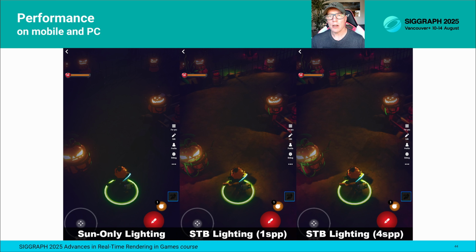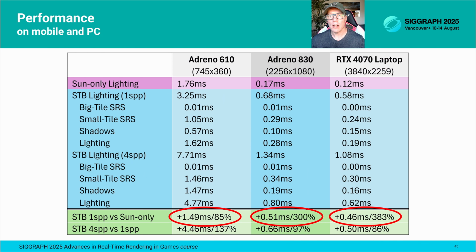We also show how the STP lighting performance scales with the samples per pixel with 50 local lights in the camera FOV, and how it compares to the sun-only lighting performance. The sun-only lighting on the left differs visually, of course, because it renders only the faint directional moonlight. In this scene, the sun-only lighting is a bit more costly, but one SPP adds an extra 1.5 milliseconds on the budget phone and around half a millisecond on the high-end phone and the laptop.